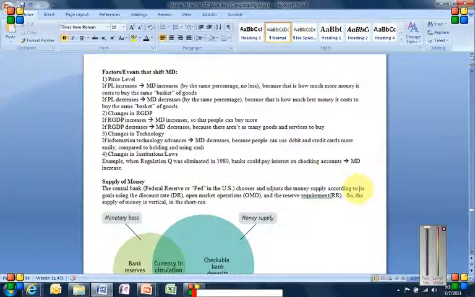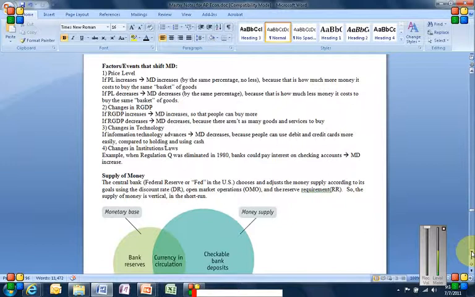Now, what about the supply for money? The central bank in any country, for us it's the Federal Reserve or the Fed, chooses and adjusts the money supply according to its goals using the discount rate. We abbreviate this with DR, open market operations, and the reserve requirement. So the money supply is vertical. It's fixed in the short run.